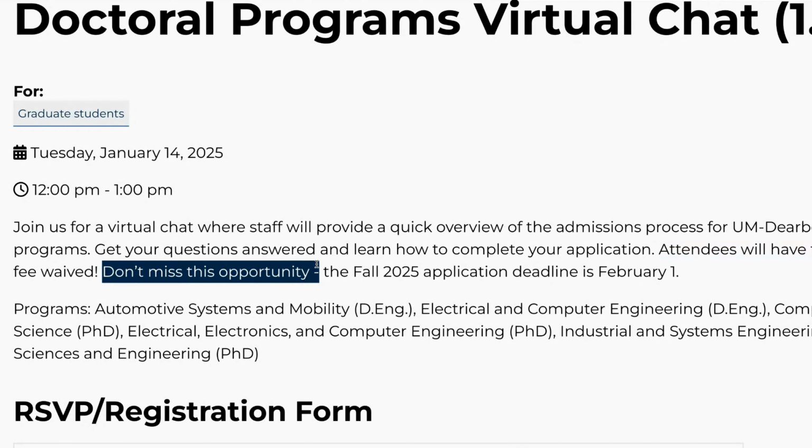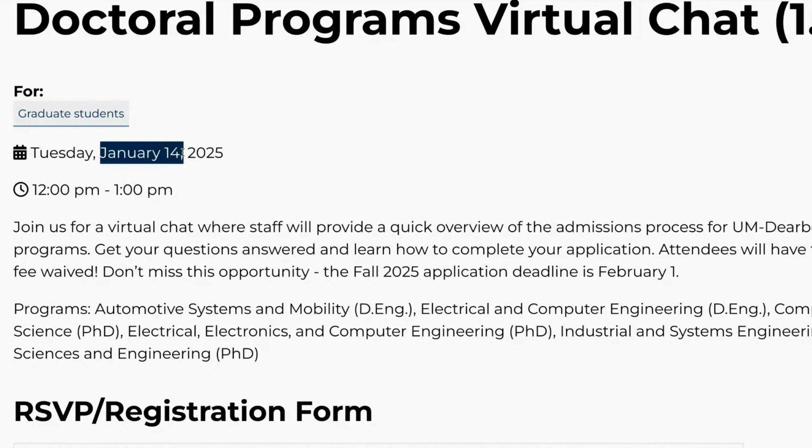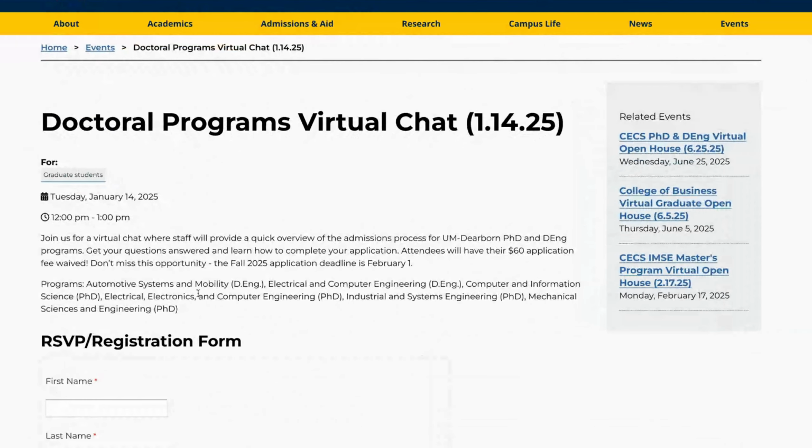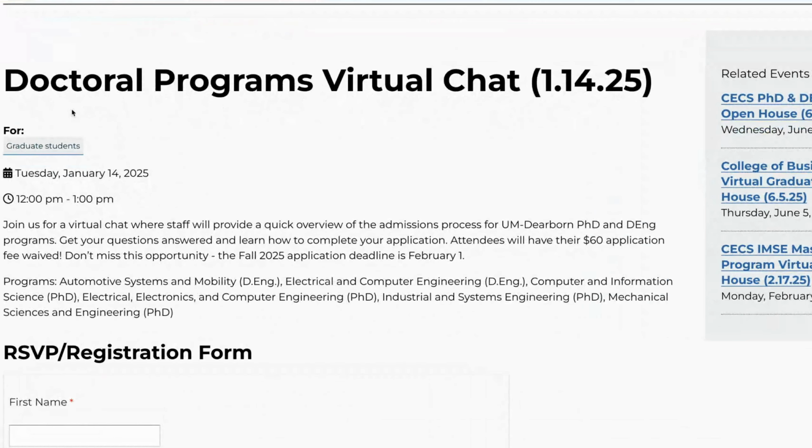The application deadline itself is February 1st, okay? But this information session is going to be January 14th. So that means they're going to be giving you like 16 days in between this particular time and February 1st to submit your application. And what are the programs that are qualified for this? Guys, it's only doctoral program.